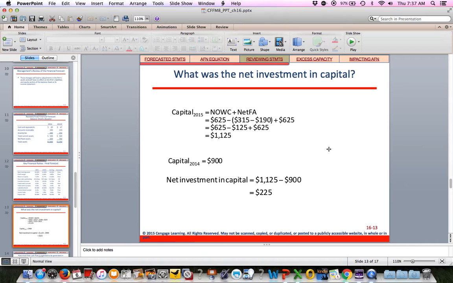So what is the net investment in capital for the company? And you can see I did this calculation for 2 years, for 14 and for 15. And the capital in 15 is net operating working capital plus net fixed assets. Okay, so net operating working capital, 625 minus 315 minus 190, and we get down to 1,125. Capital, that same calculation in 14 was 900, and so my net investment in capital is 225. So between the 2 years.